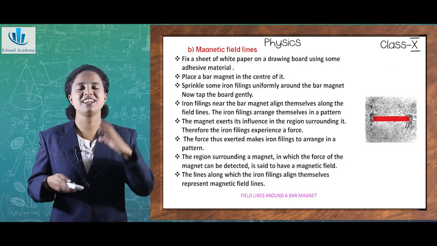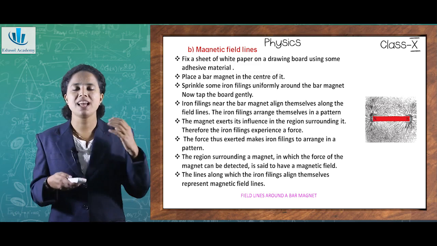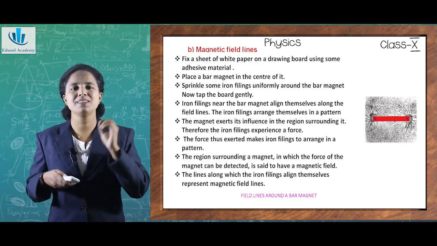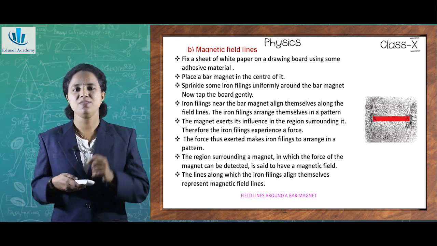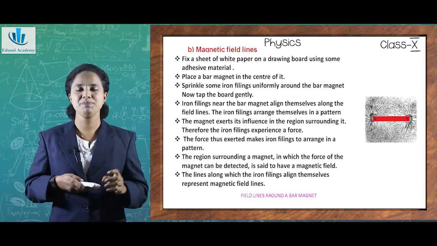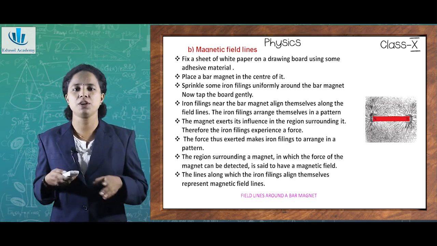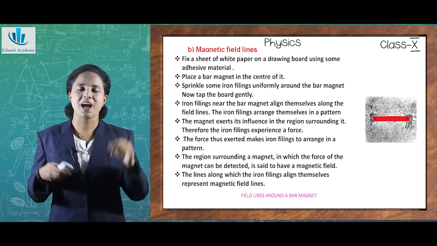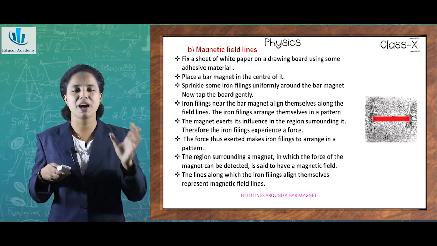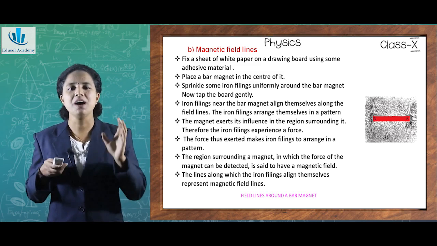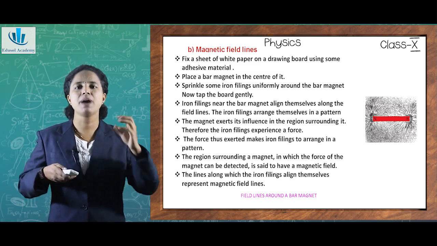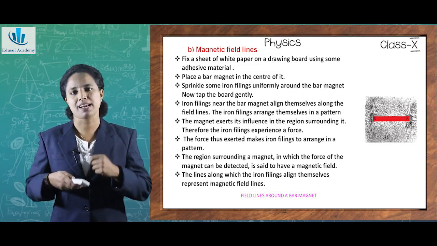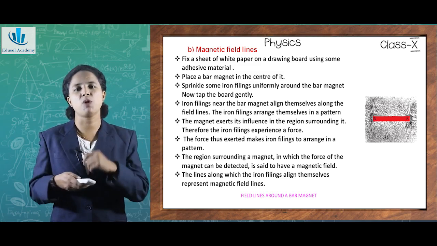Since there are different experiments to analyze and verify how magnetic field lines are formed around a magnet, a very simple example is as follows. First, take a sheet of white paper and fix it on a drawing board using some adhesive material or some pins. Next, you need a bar magnet as the main requirement. Place the bar magnet in the center of the paper. Now take some iron filings and sprinkle them around the bar magnet. Then tap the board gently.